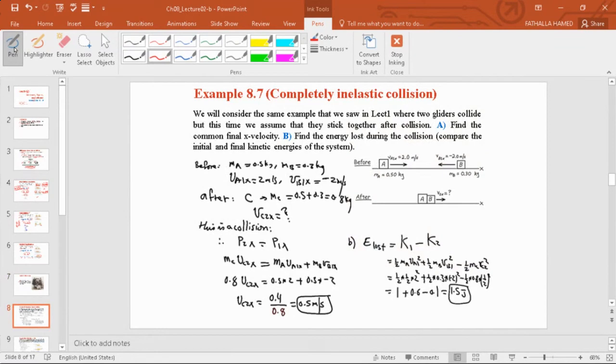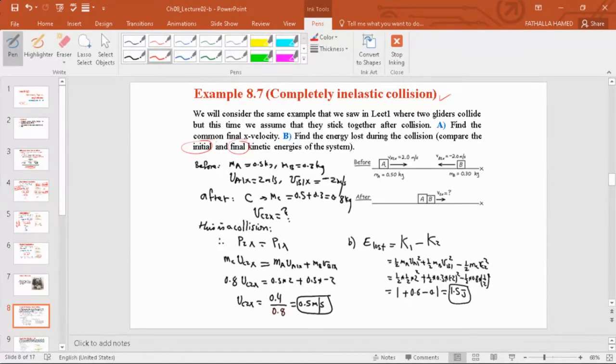Let's take a few examples here to illustrate these points. In this example, we're going to look at a case of completely inelastic collision. We will consider the same example that we saw in lecture 1, where two gliders collide, but this time we assume that they stick together after the collision. So it's completely inelastic collision. A, find the common final x velocity after the collision, and B, find the energy lost during the collision, meaning comparing the initial and the final kinetic energies. In our case, we always say 1 and 2.